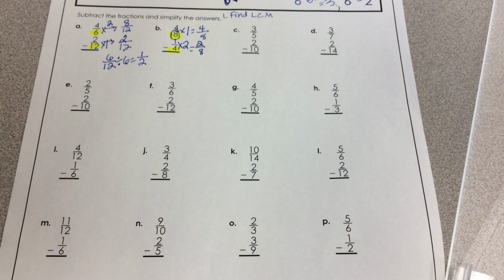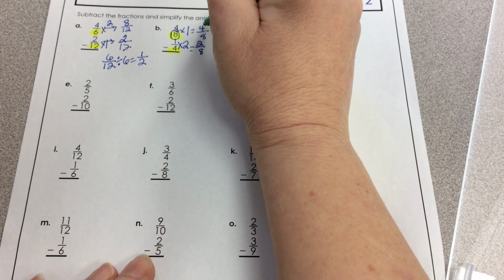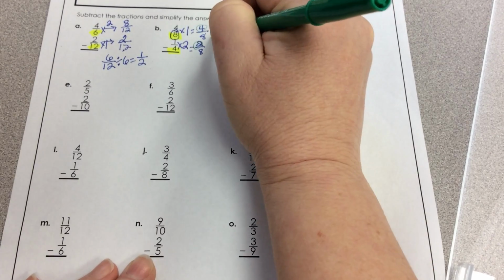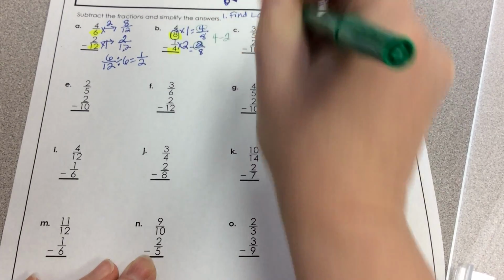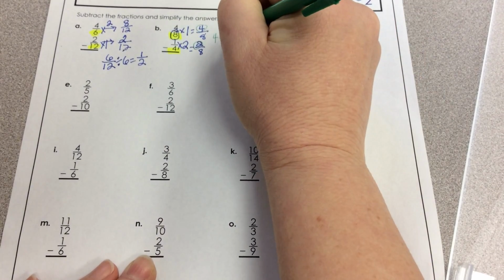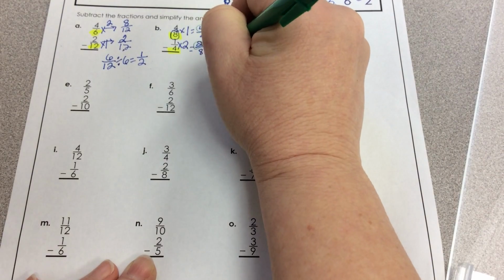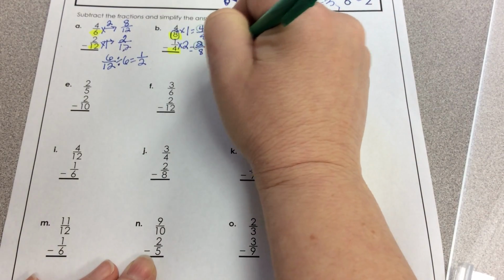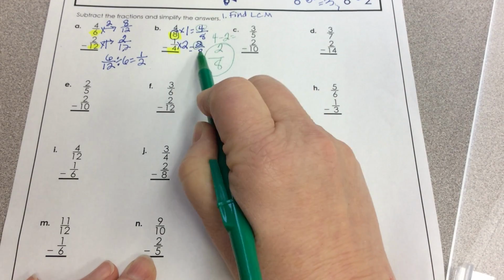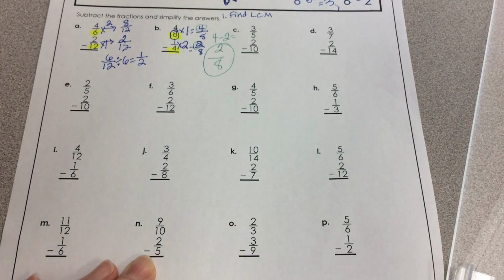Now, the next step is, the only thing that's different about addition and subtraction is that you subtract the bottom numerator from the top numerator, and that gives you the numerator of your answer. So our answer was 4 minus 2 equals 2 over 8. So our answer is 2/8.